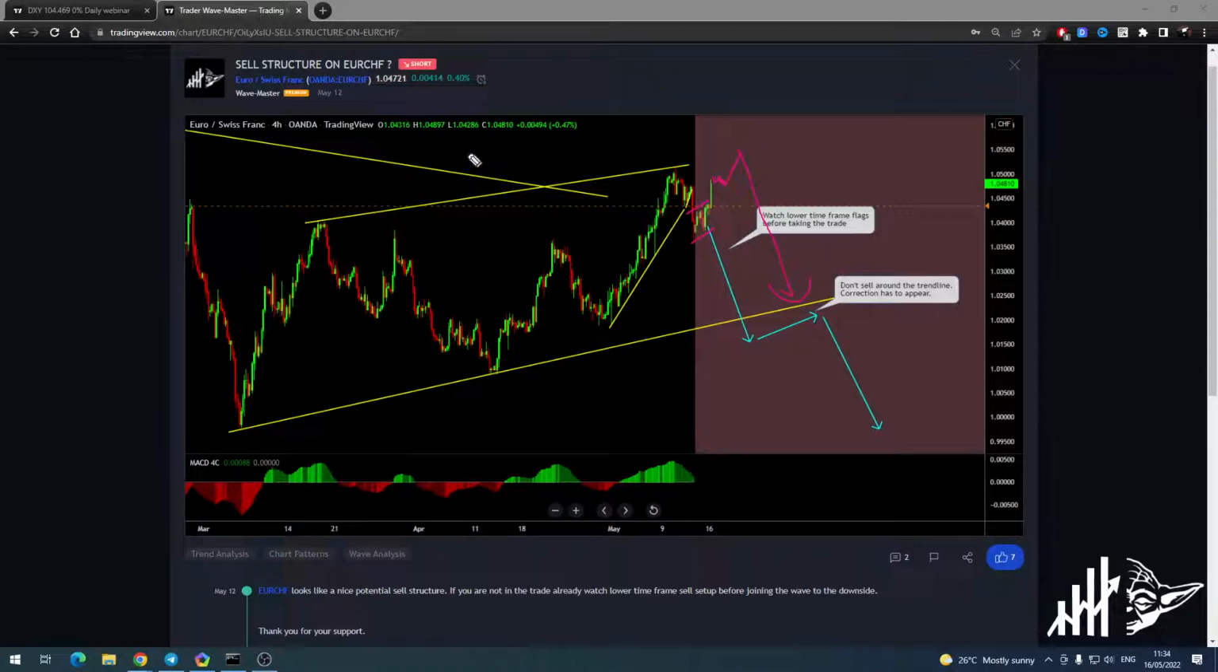Is this setup still valid? Of course, this setup is still valid. I didn't see any change. If you took any sell from there, or wherever you got in, it should be close to a break-even trade. This trade should not be open, especially if you entered in any of those places. Don't let trades run if they are going for a bigger correction against you.